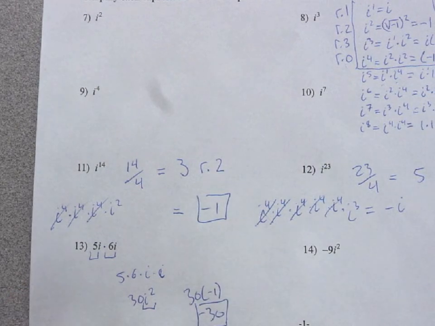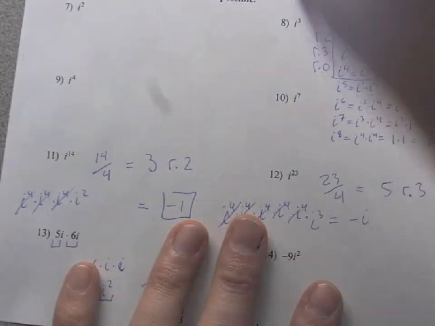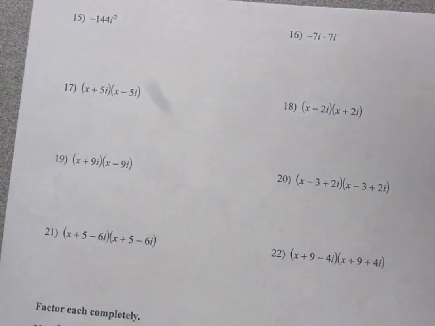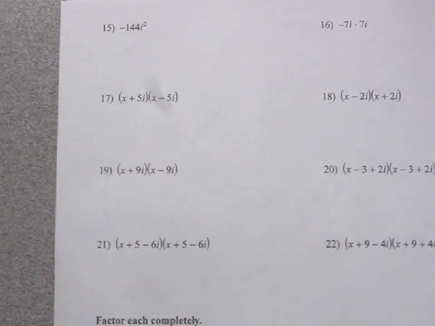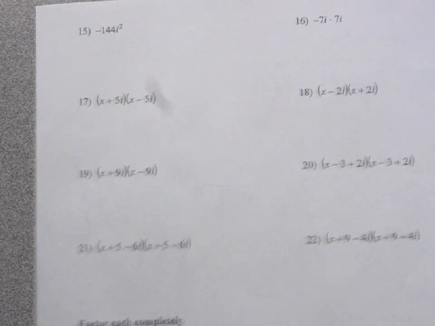So i isn't really a variable in the sense that it represents an unknown. It's kind of a variable in the sense that it represents a known that we don't really want to deal with, so we use it like a variable. Here, this is negative 9 times i squared, which is negative 9 times negative 1, so you can figure out what's going to happen with that one. Problems 15 and 16 are going to be really similar to those problems, so I'll let you do those.